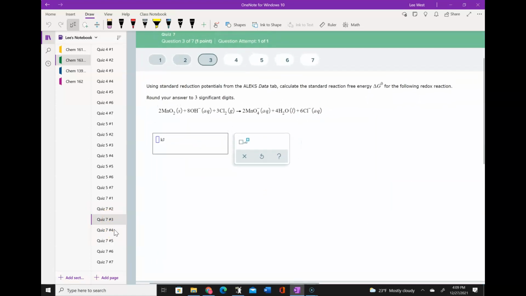Use the standard reduction potentials from the ALEX data table. Calculate the standard reaction free energy delta G for the following redox reaction. Round your answers to 3 significant digits.